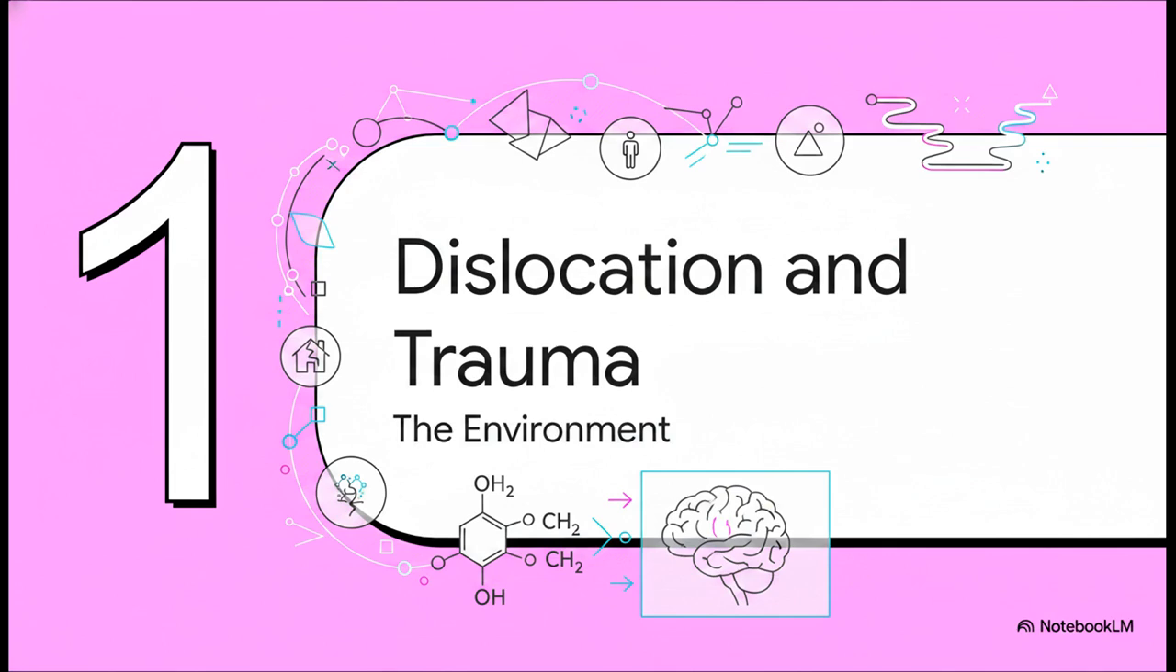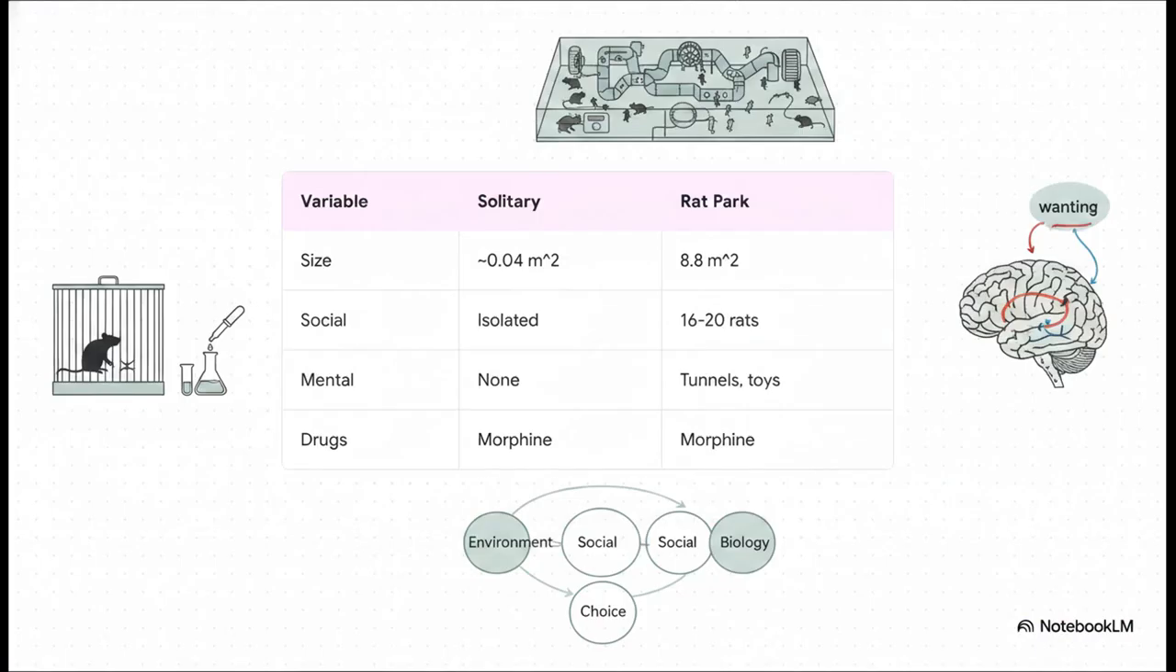Let's talk about the environment. For the longest time, the dominant narrative out there was that addiction was simply a chemical hook. The idea was you take a substance, your brain gets hooked, and, well, that's it. But what if addiction is actually a systemic adaptation to profound dislocation and pain?